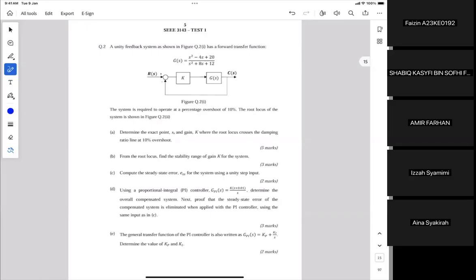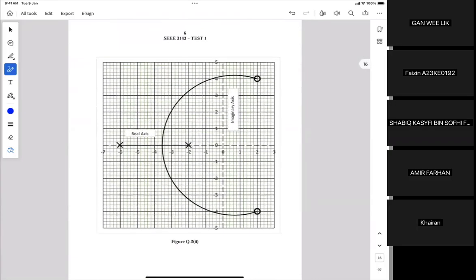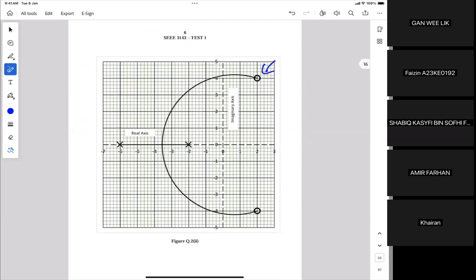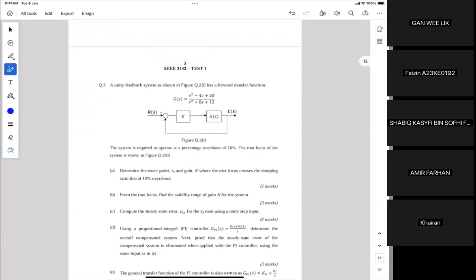Okay, so for these questions, the root locus is given. Okay, we can see the root locus there. So we see that the complex conjugate zeros there are 2 + j4, all right? This one is 2 - j4, all right? And followed by -2 and -6. Okay. This is a second order system.